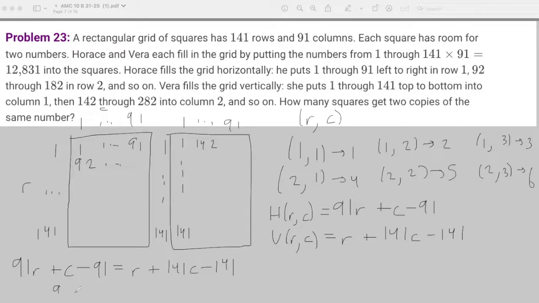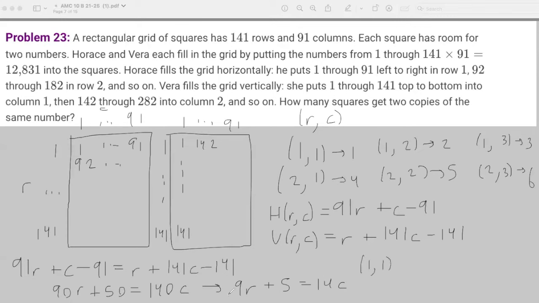And when we eliminate both sides, we get 91r plus 50 is equal to 140c. We can divide out a factor of 10 here. And now, once again, we just get this sort of linear equation where we can increase the values. So remember, the first solution of r comma c is just going to be 1 comma 1, because they both write a 1 in the top left corner. So 1, 1 is the solution.